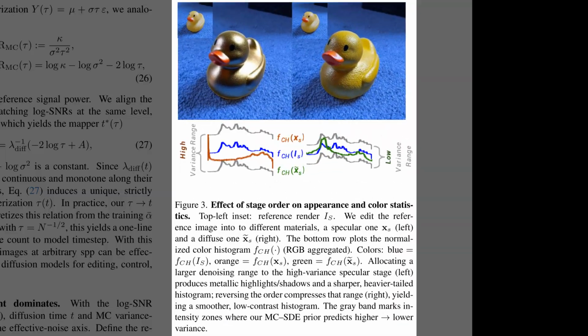So, with that framework in place, Figure 3 demonstrates the practical effect on material appearance. Here, we see a reference rubber duck edited into two distinct materials, a highly specular metallic version on the left and a matte, diffuse version on the right. The authors achieve this by exploiting the fact that specular reflections have higher variance and stabilize later in the diffusion process. The histograms below confirm the difference. The orange curve for the metallic duck is sharp and heavy-tailed, capturing those intense highlights, while the green curve for the diffuse duck is much smoother and compressed.